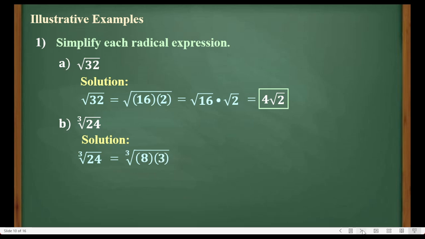And applying the first law of radicals, this can be expressed as the cube root of 8 times the cube root of 3. And we know that 8 is a perfect cube, so we could easily get its cube root, and we know that is equal to 2, followed by the cube root of 3. And this is your answer.